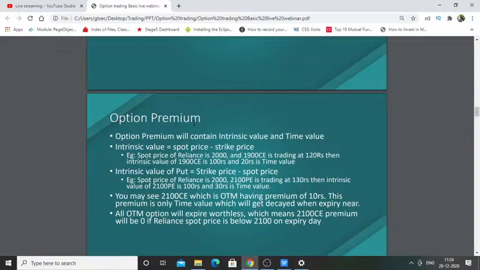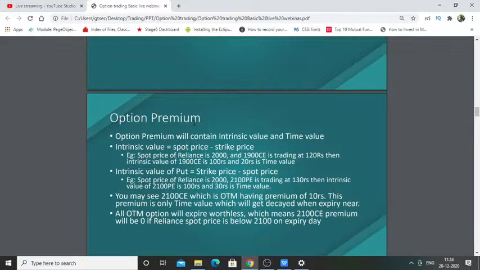All those things will be used for option premiums. Option premium will contain intrinsic value as well as time value. So what is an intrinsic value? To find the intrinsic value, you have to calculate the spot price minus the strike price.